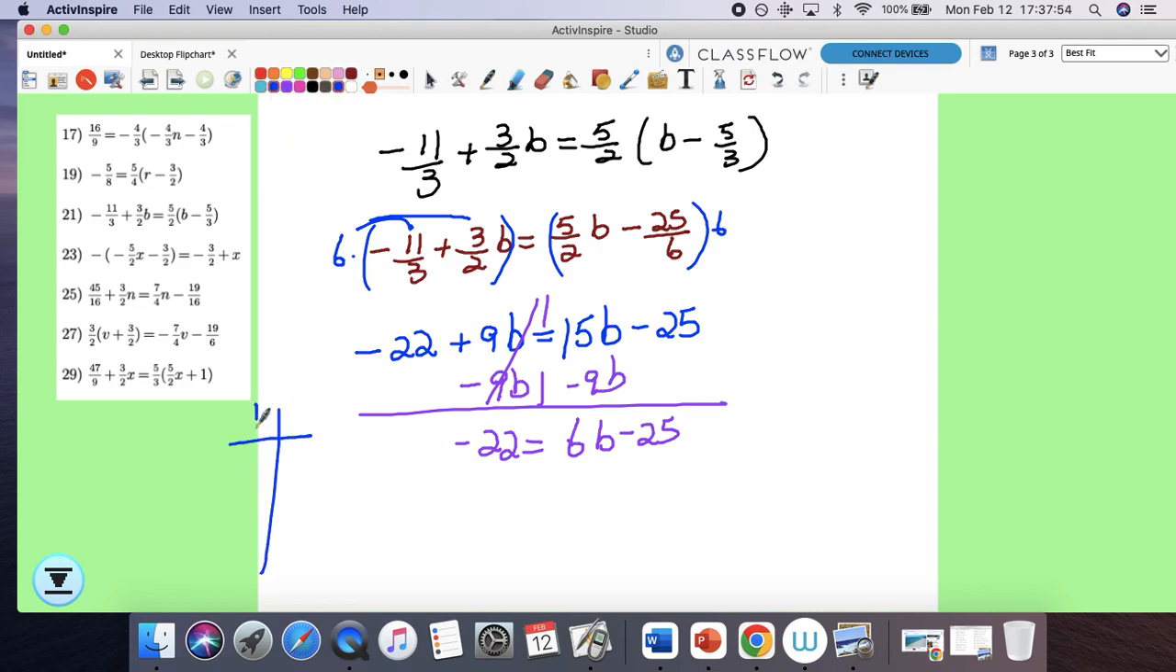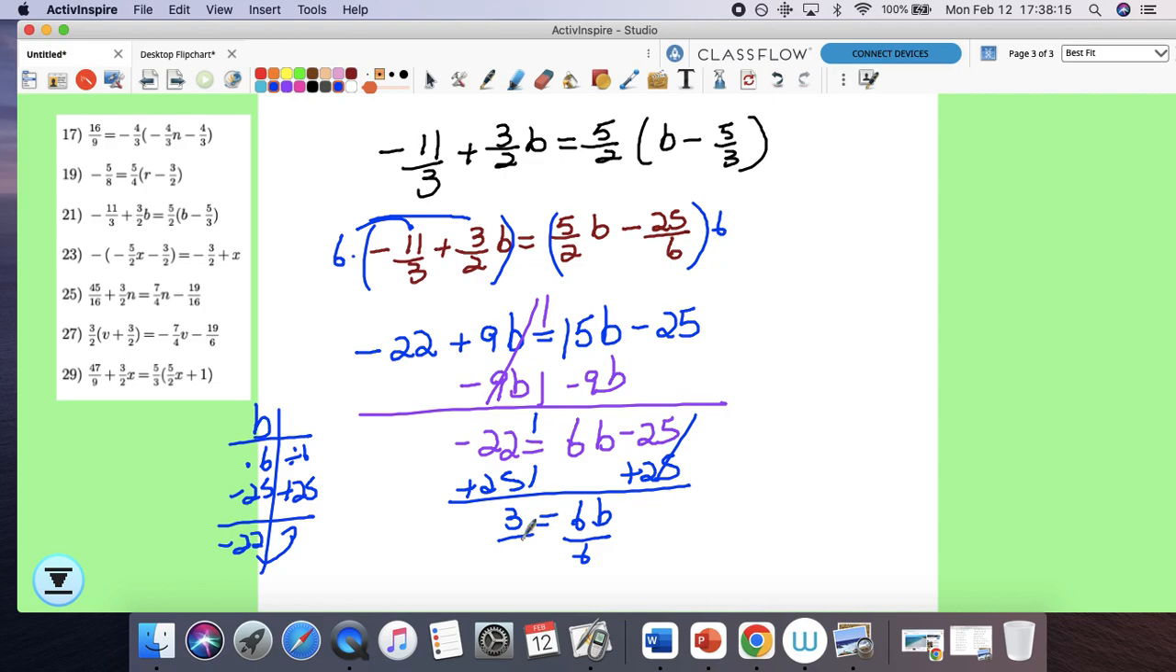Here's my variable b. It's being multiplied by 6. Subtract 25 gives me negative 22. The two inverse operations will be plus 25 and then divide by 6. So first things first. Plus 25, plus 25. That goes away. I get 6b equals 3. Divide both sides by 6. b equals a half.